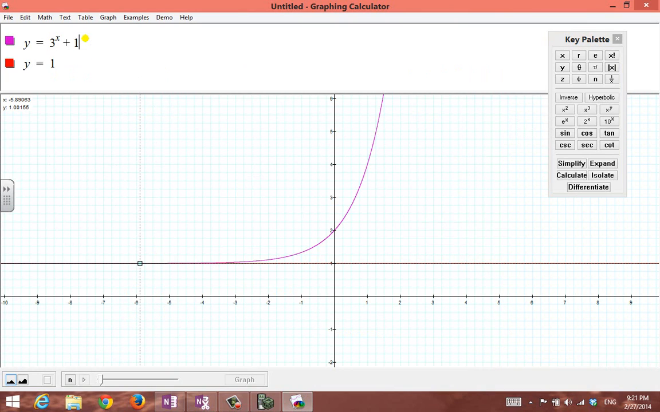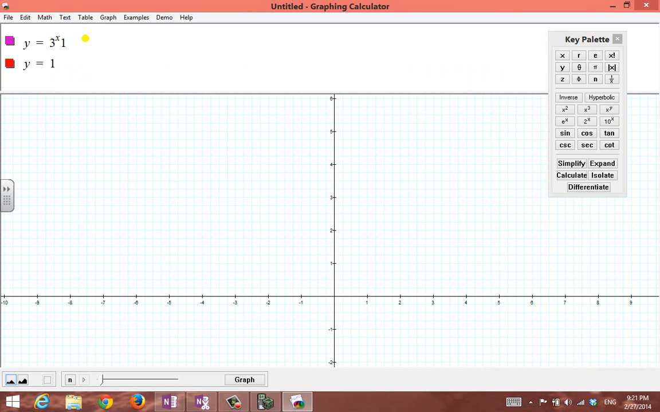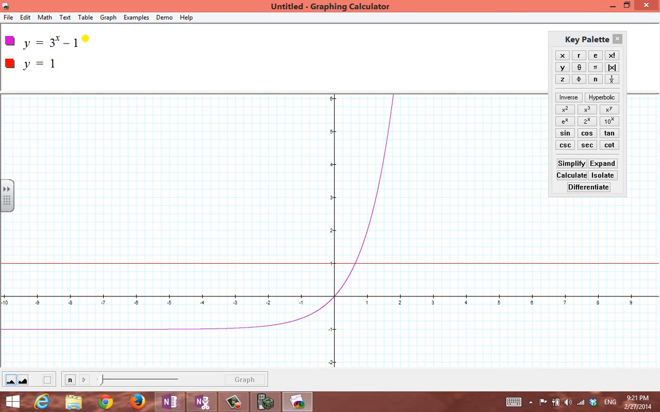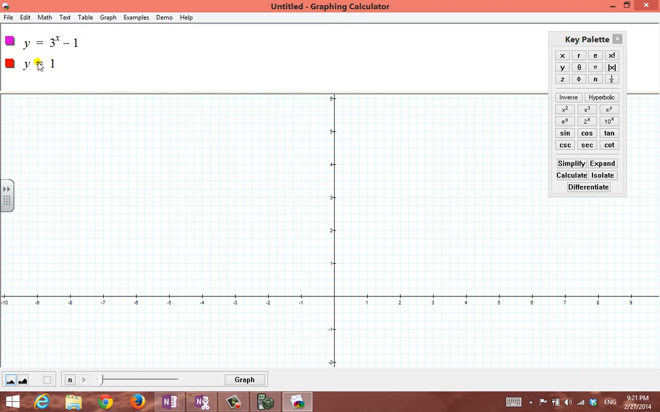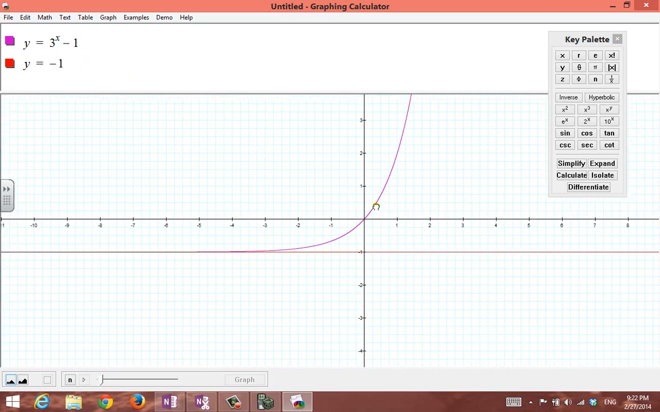Oh, let's change it to -1, and let's regraph. And let's change this down here. Let's change this function to -1 and regraph that. Oops. There we go. So you can see what's going on here.